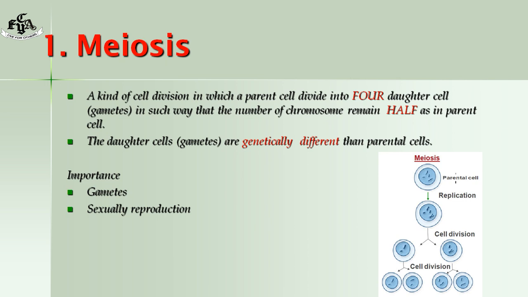Now let's summarize meiosis through a definition. A kind of cell division in which a parent cell divides into 4 daughter cells that are called gametes, in such a way that the number of chromosomes remains half as in the parent cell. The daughter cells, also called gametes, are genetically different from the parent cell, and the importance is sexual reproduction.